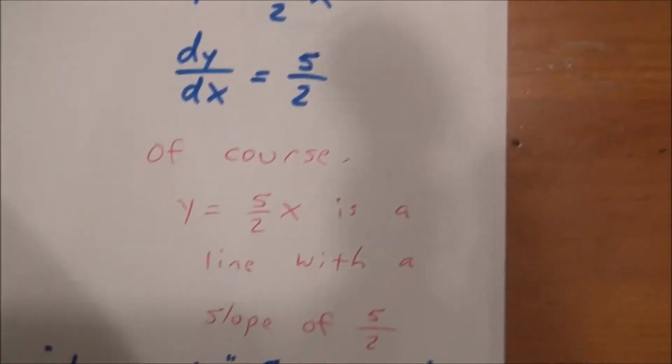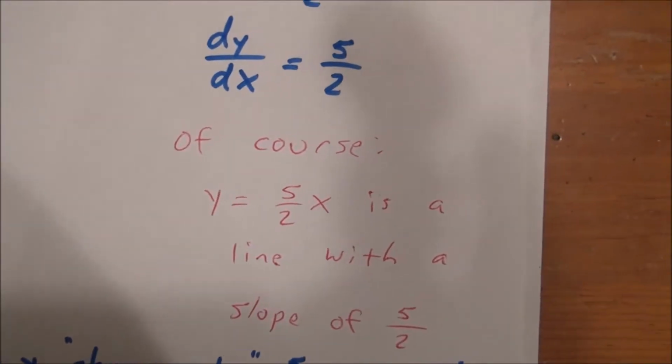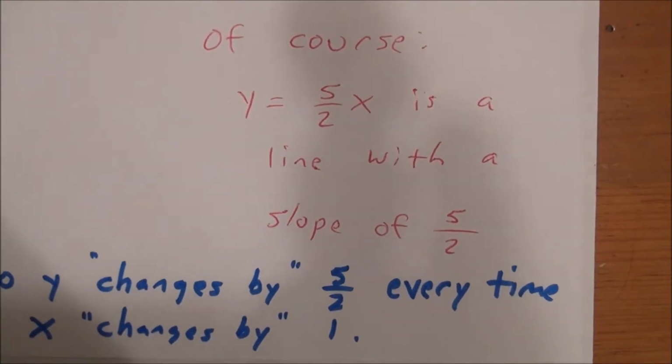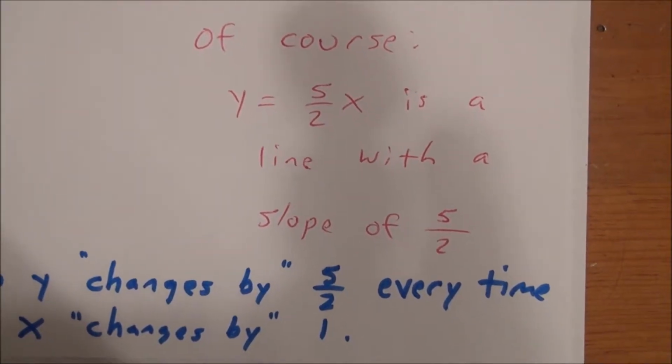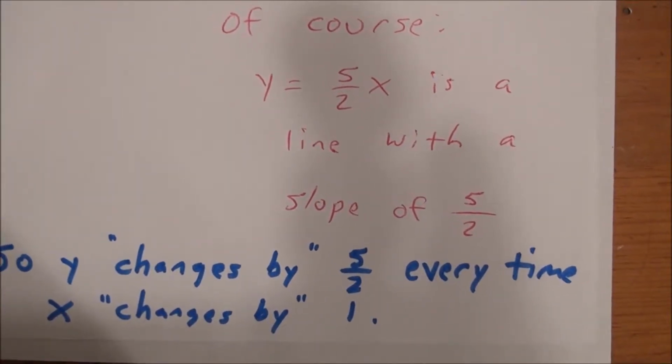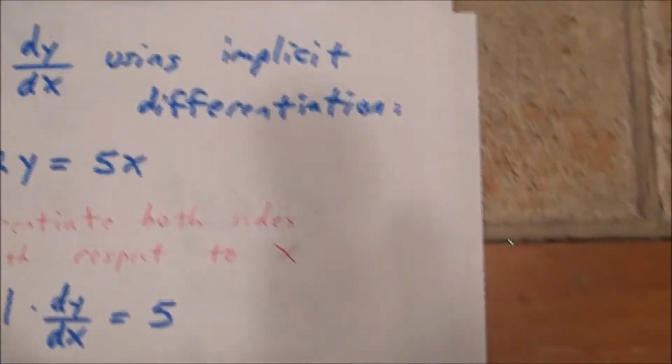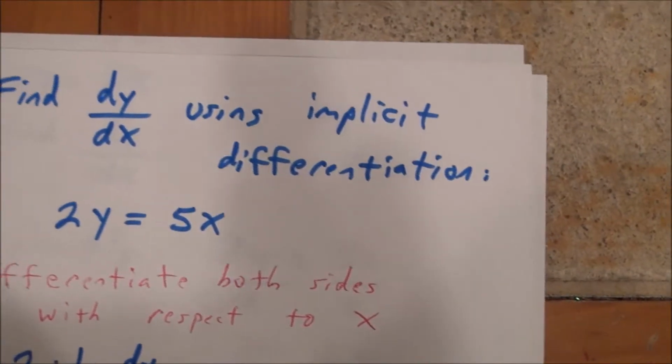Of course that's true because y equals 5/2 x, that's a line with a slope of 5/2. So that tells us that y is changing by 5/2 every time x is changing by 1. So that's dy/dx. But now let's do this same problem using implicit differentiation.